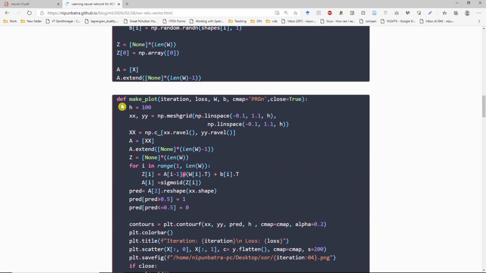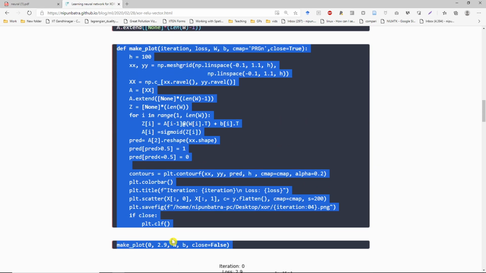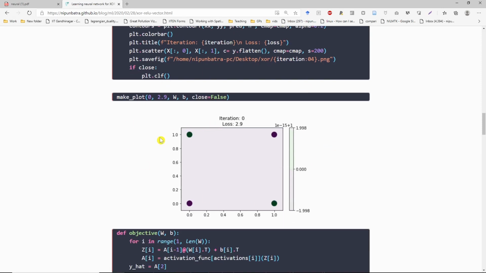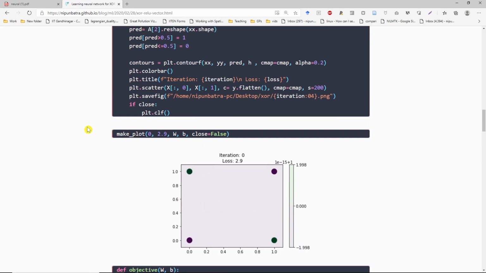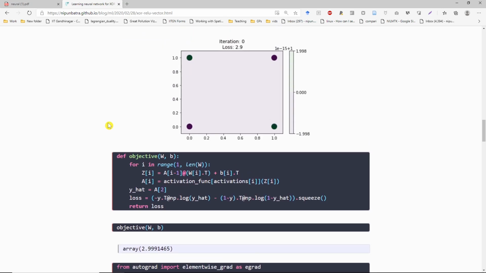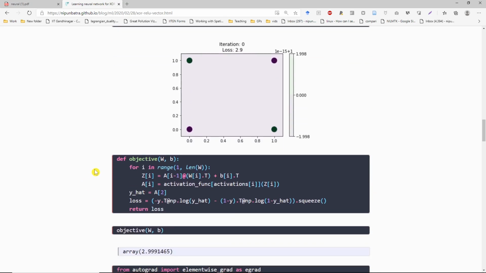I have a function which I've created for showing the plots, which we'll come to later. This is how some plots would look like. Let's see what is right. So make plot takes a function of the iteration and the loss. We'll come to this plotting function later.